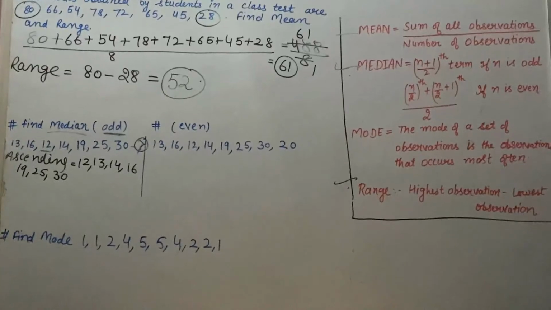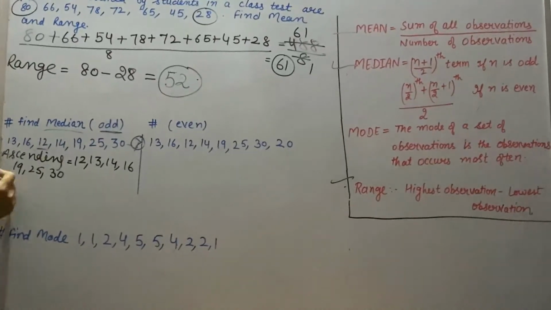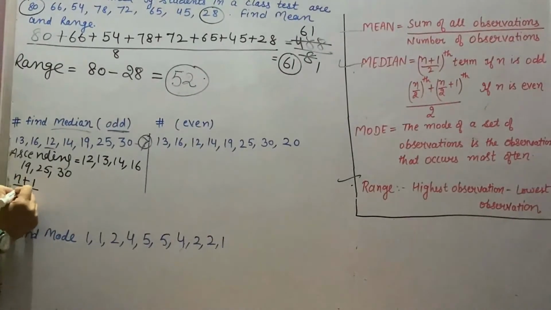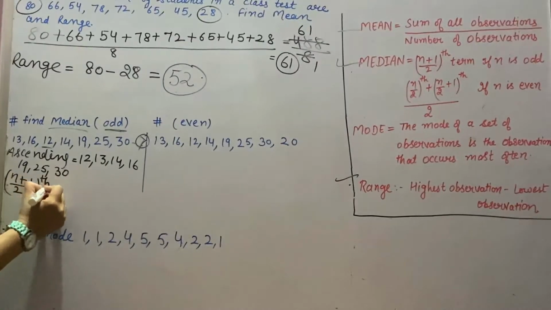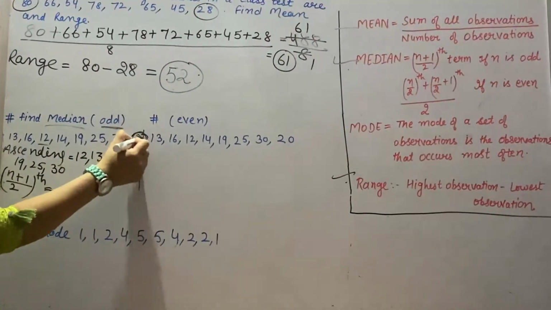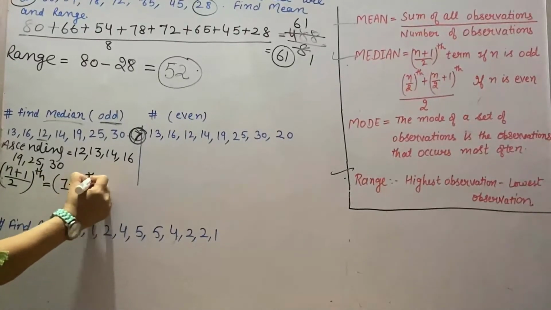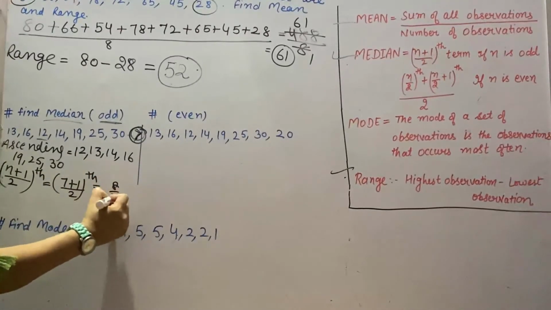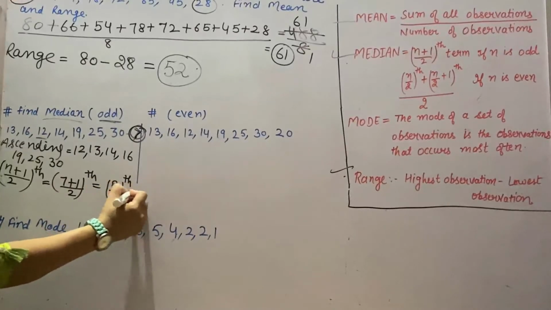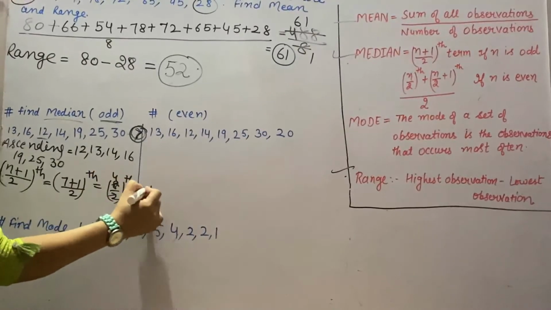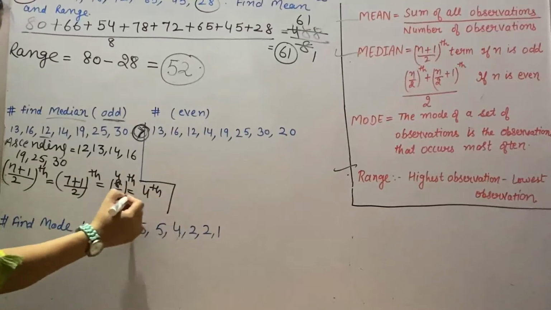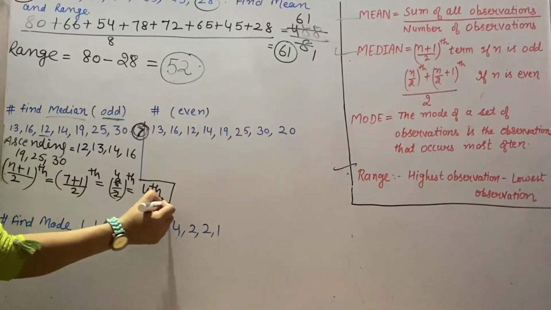Now, what is the formula when n is odd? (n plus 1) by 2 th term. Here, what is n? 7. (7 plus 1) by 2 th term. That means 8 by 2, that means the 4th term. The 4th term is the median.